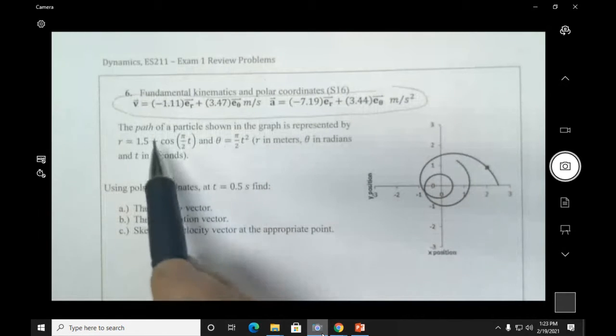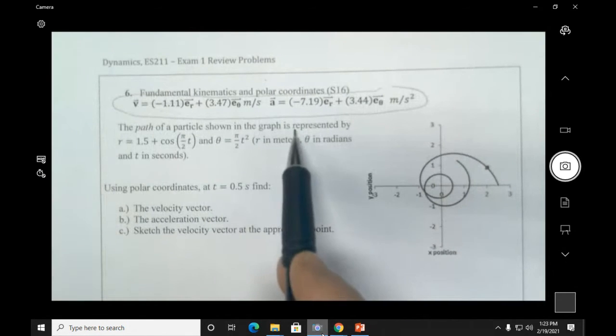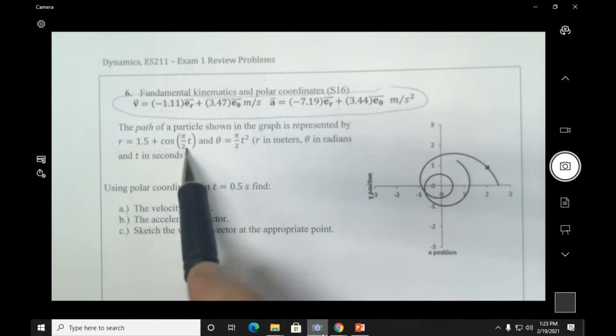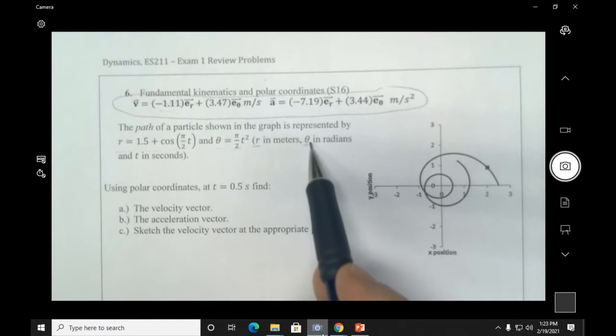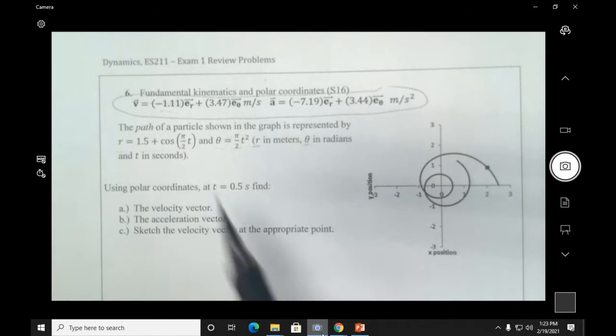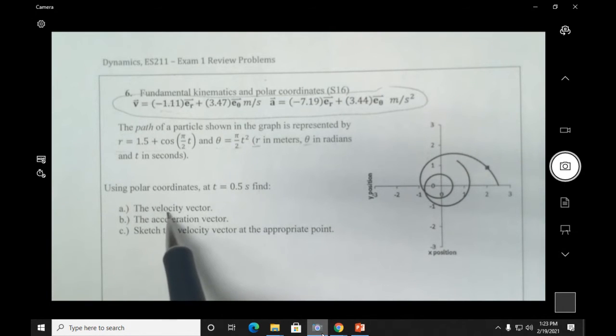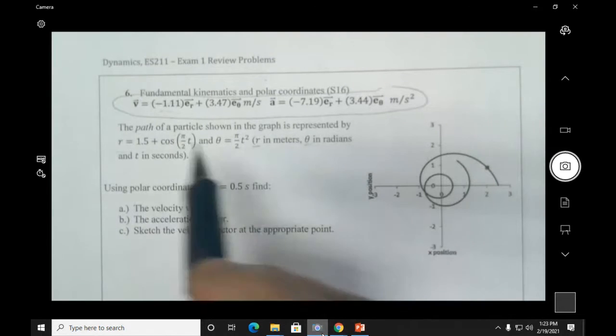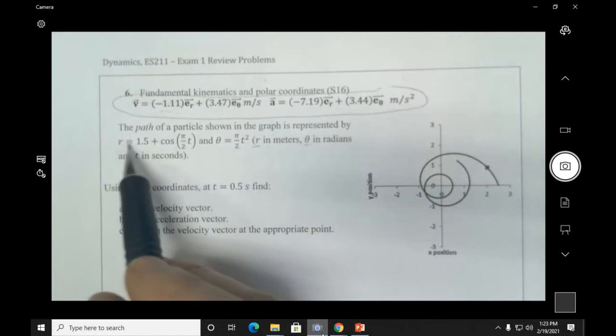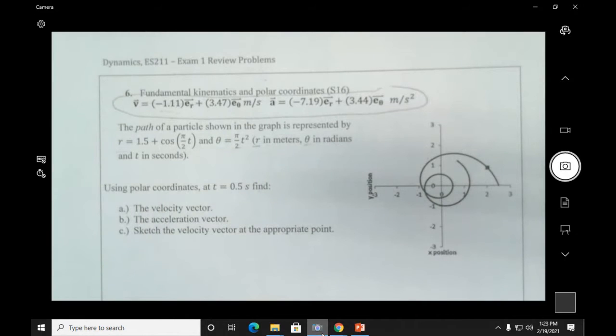The path of a particle shown in the graph is represented by these two equations, where the radius is in meters and theta is in radians and the time is in seconds. Using polar coordinates at time t equals 5 seconds, determine the velocity vector, the acceleration vector, and then sketch the velocity vector at the appropriate point. And I just want to say, this path that you see here is in fact plotting out those, so it isn't just some imaginary thing.